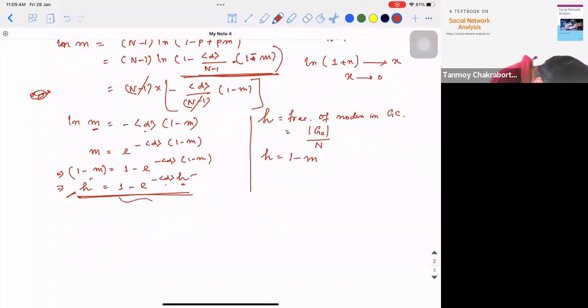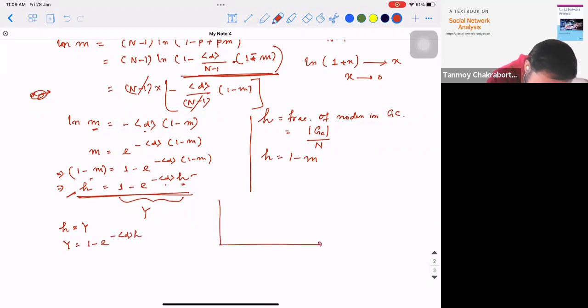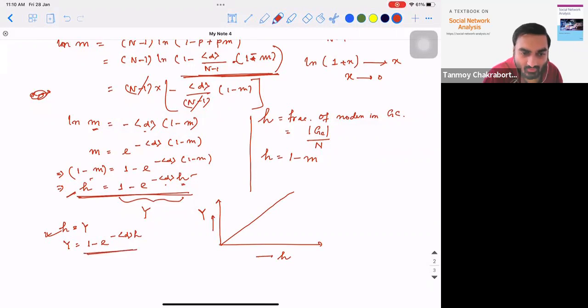So this part, let's assume that this part is y. Okay, so you have two cases. One is h equals y, and y equals 1 minus e to the power minus d h. Now let's draw a curve, where the x-axis is h and the y-axis is y. So h equals y is nothing but this kind of curve, okay, and y equals this one. How do we plot it?